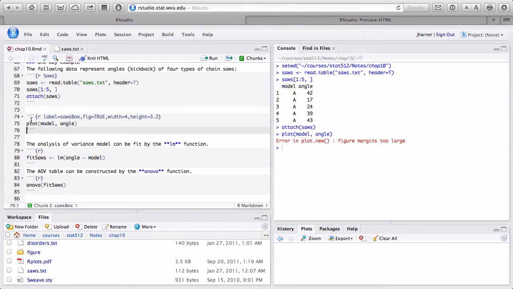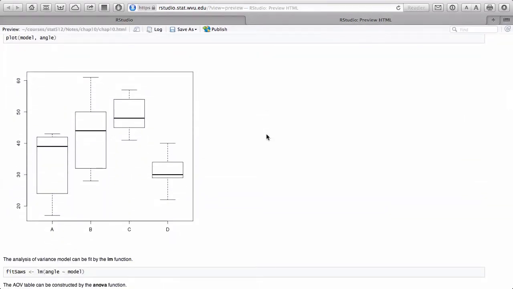Interesting. Why is that not working? That's strange. I'm using the defaults. Oh, no, I'm not. Well, I'm just going to take this out. I don't know whether that's already set it because I ran it. But here it is. It ran here because it's not a problem with margins. But apparently RStudio has problems with margins.